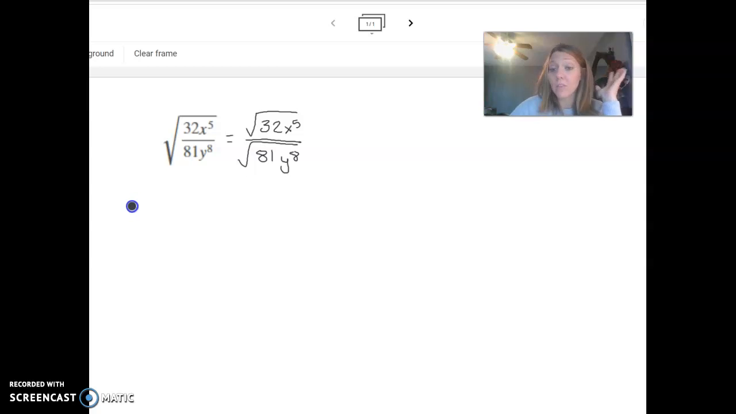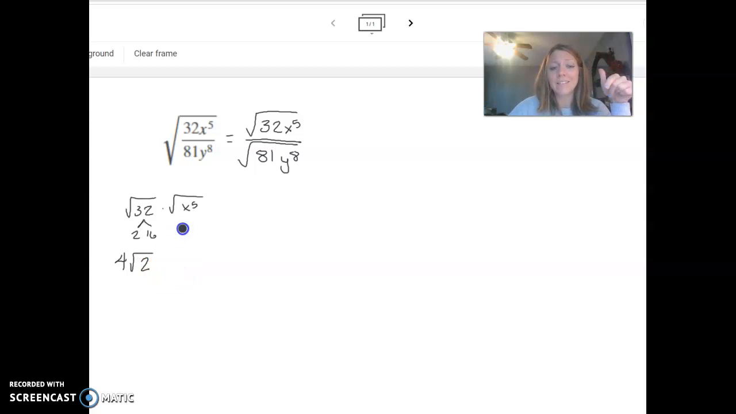So let's deal with the top first. These ones are the only ones that I think are going to take you some time. Square root of 32 times square root of x to the 5th. So 32, let's see, I could think of that as 2 times 16. And 16 is a perfect square number. That can pop out. 16 is 4 squared. So this becomes 4 on the outside, root 2 left on the inside.